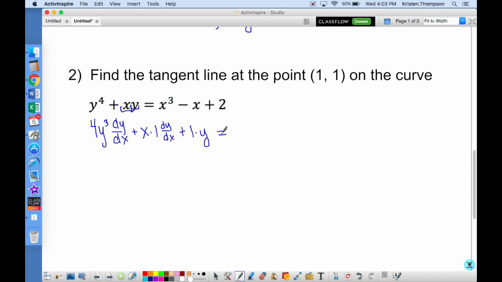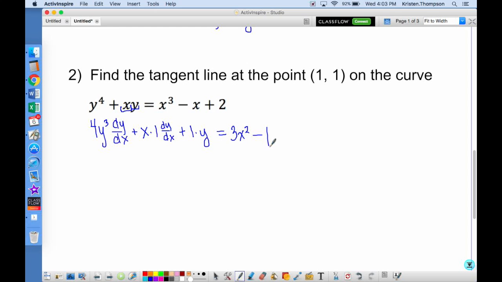On the right-hand side, we have x cubed, so its derivative will just be 3x squared. And since we're taking the derivative of x with respect to x, no differentials are needed. The derivative of negative x is negative 1, and the derivative of 2 drops out. So what we just did was the first step, taking the derivative of both sides with respect to x.